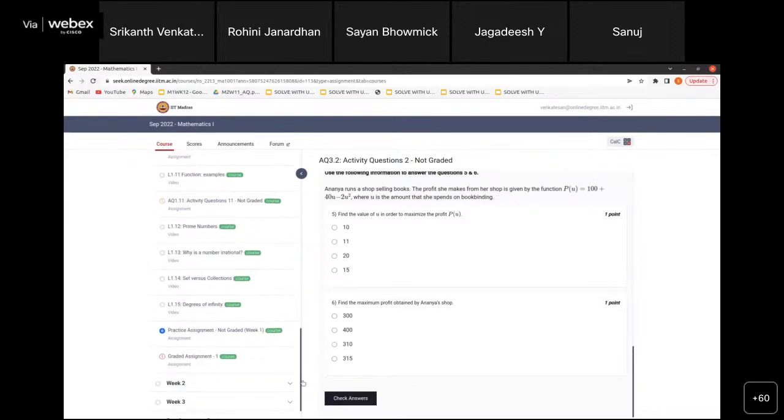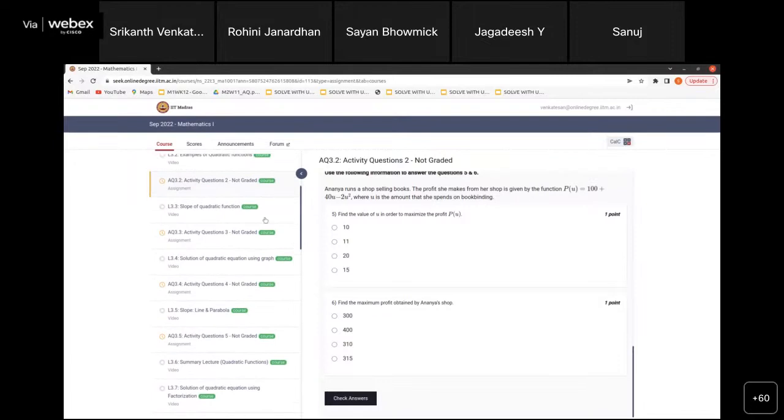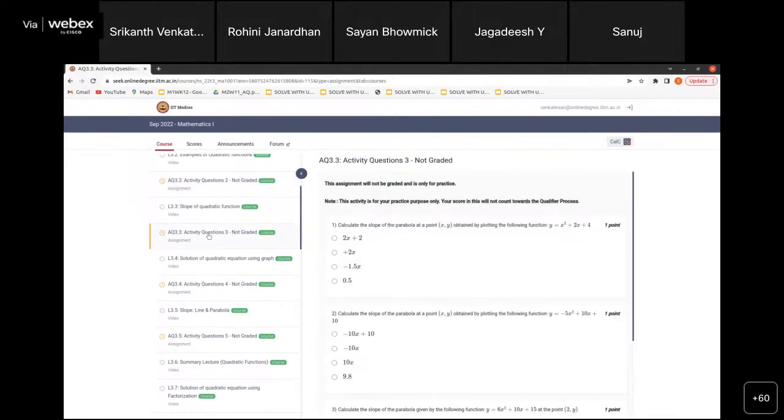So this is about 3.2. Now let's move to the slope of a quadratic function. The first question itself: calculate the slope of the parabola at point x comma y. We have given you the quadratic function, and we asked what the slope will be at point x comma y. 2ax plus b. Yeah, 2ax plus b. What is a here?